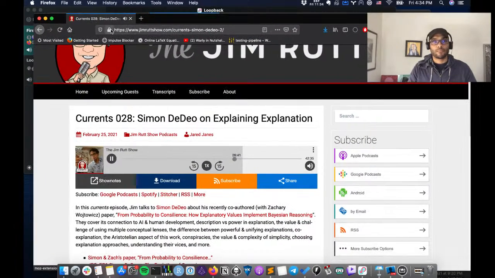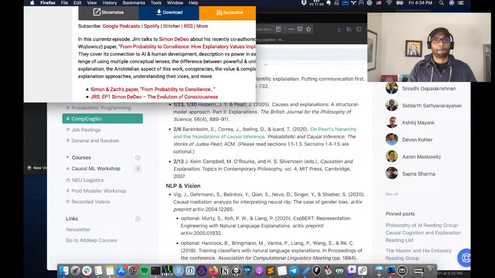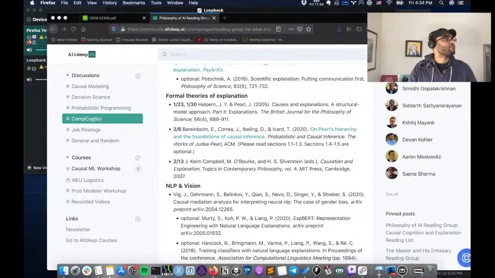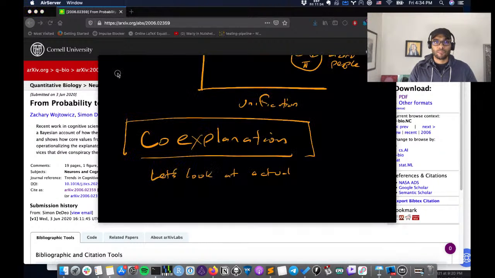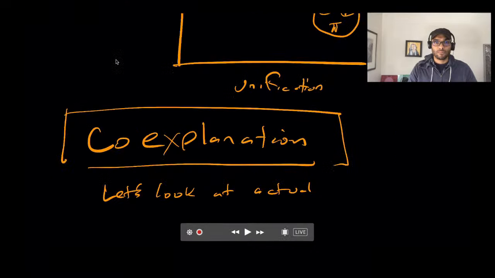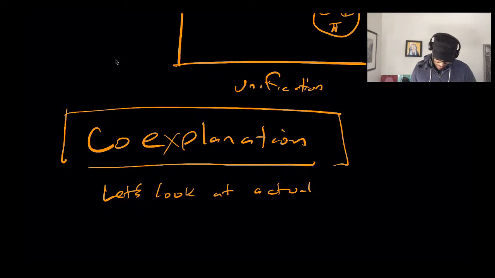The co-explanation is, all right, let's look at the actual facts that we have right now. Let's look at the extent to which your explanation says that those particular facts are related to each other. So generally, there are exceptions, but generally, a theory that's high in unification, if it's correct, will also be high in co-explanation.